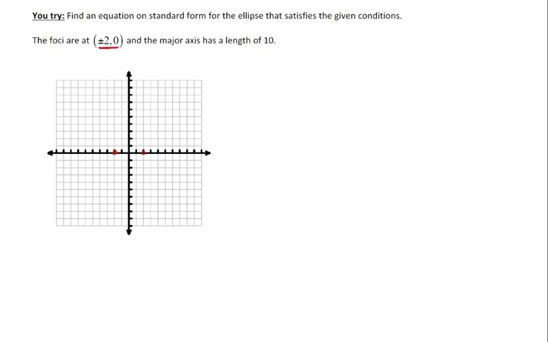So (-2, 0) and (2, 0). And what that should tell me right away is that the center needs to be in the middle of those two foci. So if the center is in the middle of (-2, 0) and (2, 0), that puts my center at (0, 0). And that also tells me that the distance from the center to the foci, which is my C value, should be 2. So just from the foci's location, I should be able to find my center and my C value.